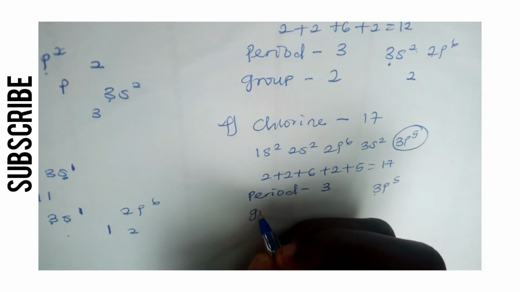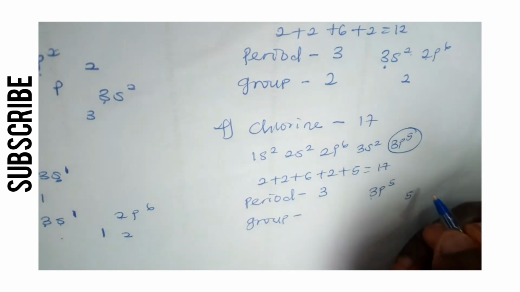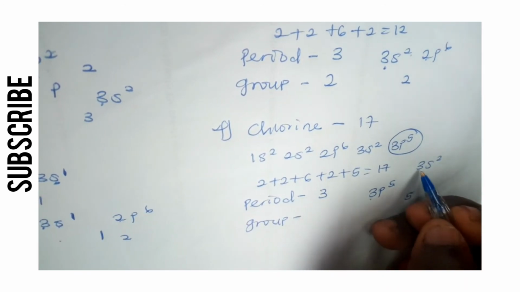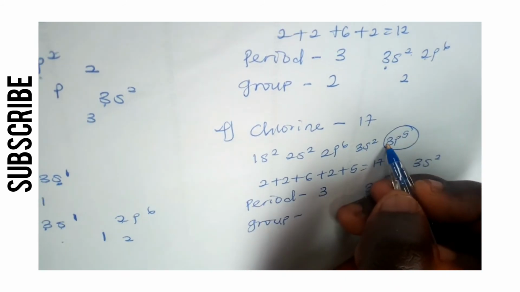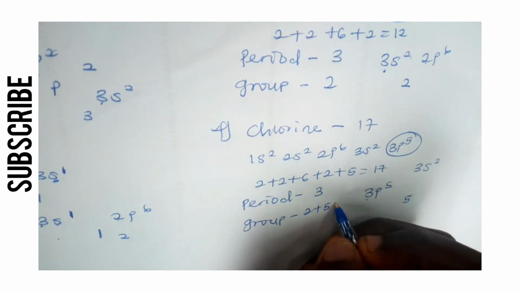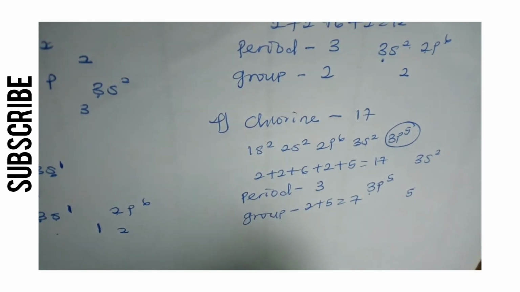To get the group, the power of the last orbital is 5. When we take a look at the preceding orbital, 3s2, the coefficient is 3. 3 and 3 are the same. Therefore, you have to add the powers together. 2 plus 5 is equal to 7. Therefore, chlorine belongs to group 7 in the periodic table.